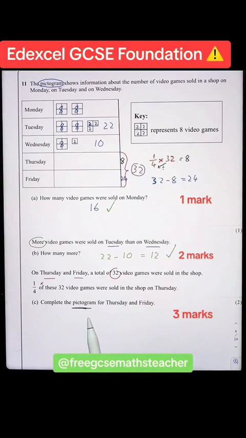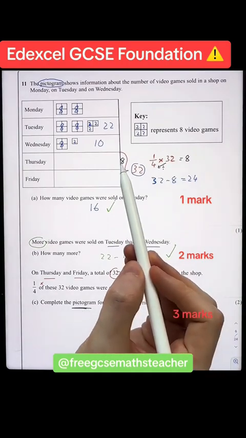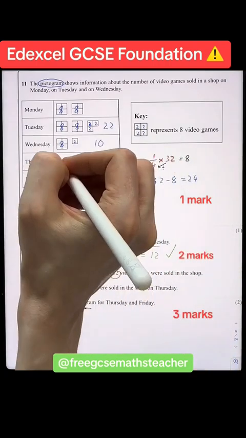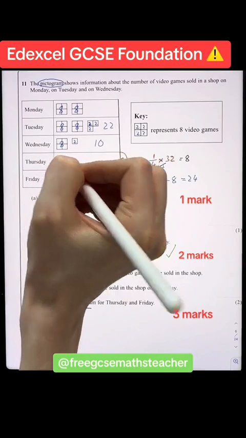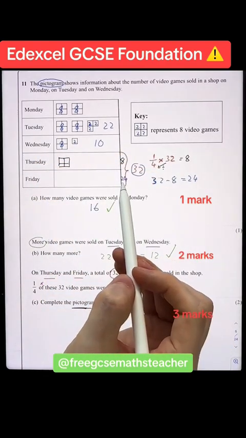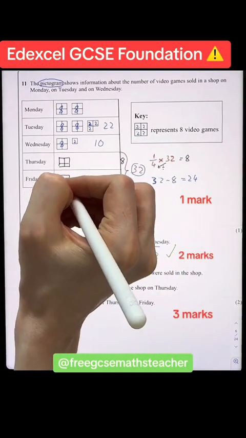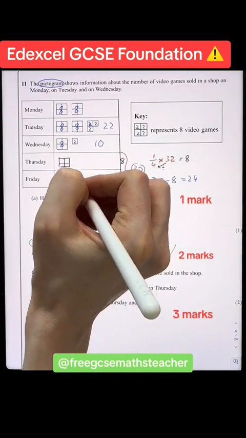As I'm completing the pictogram, and I know Thursday has to represent 8, looking at my key, I know 4 baby squares represent 8. So here I'm going to have 4 baby squares. For Friday, I want 24. Well, 24 divided by 8 is 3. So I need 3 lots on my key. So therefore, I'm going to have 3 lots of the 4 squares.